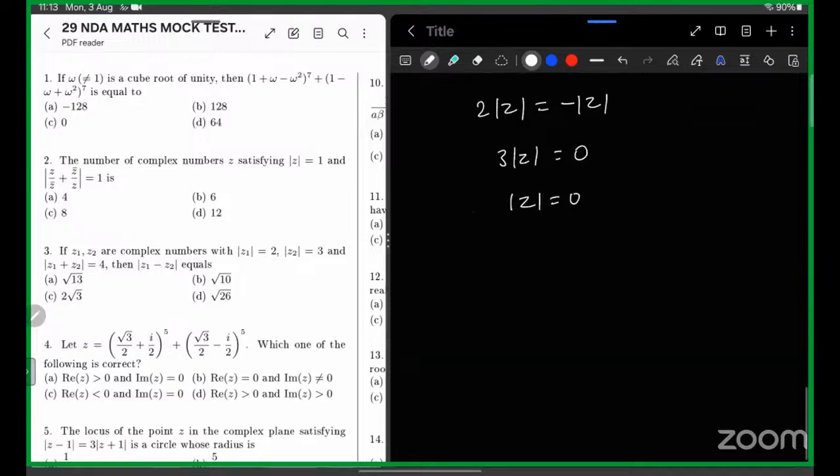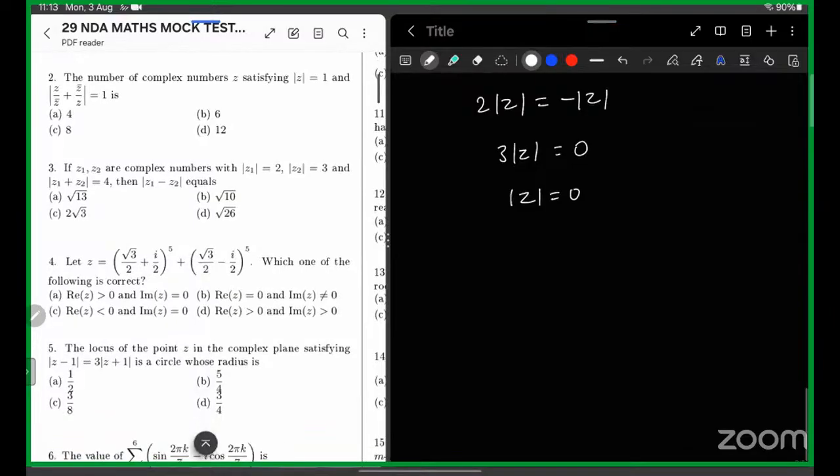Okay, no issue. We can go through this question afterwards. We will see to it again after some time. Just come to the next question. Question number 3. Z1, Z2 are complex numbers with mod Z1 equal to 2, mod Z2 equal to 3, and mod of Z1 plus Z2 equal to 4. Then they are asking you to find the value of mod of Z1 minus Z2. Okay, let us see how we can solve this question.